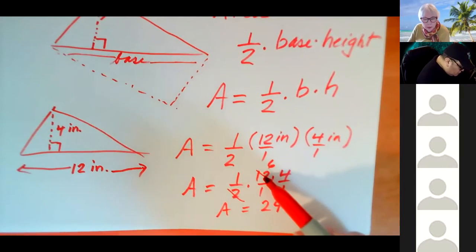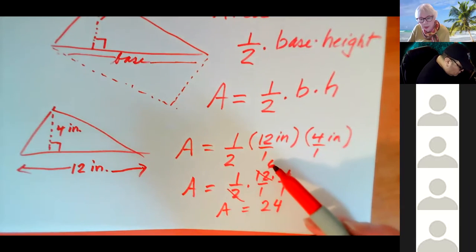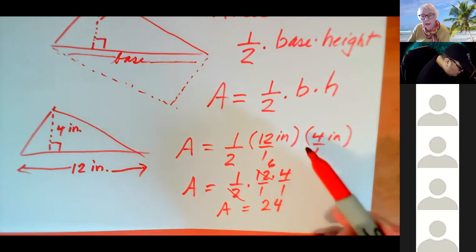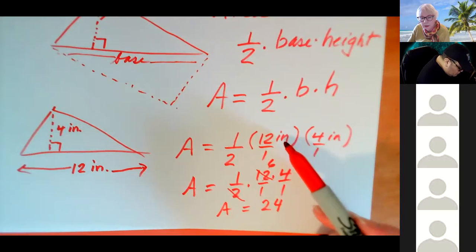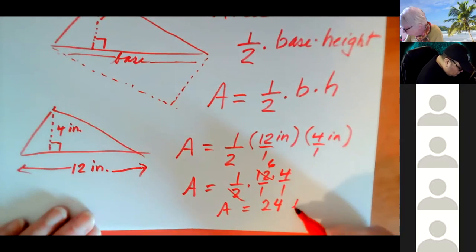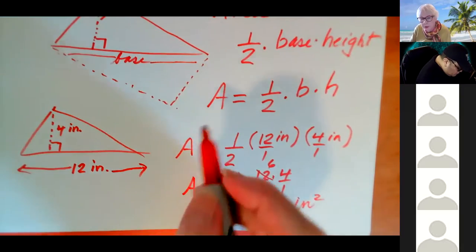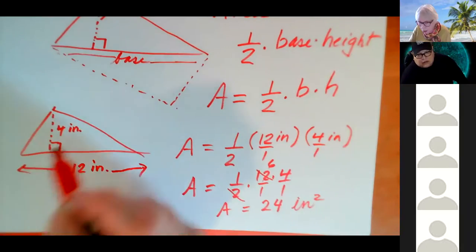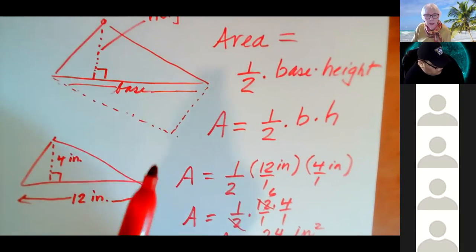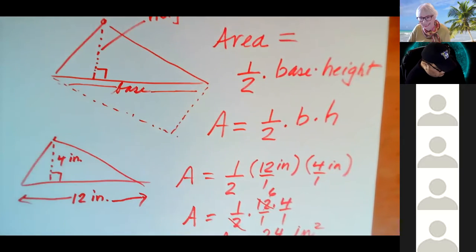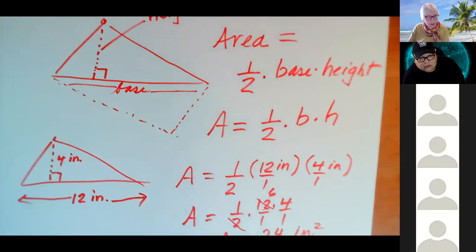So this is why we learned our fractions. 2 into 12 is 6. 6 times 4 is 24. Inches times inches is square inches. So notice the use of the half because it's a triangle. And if it's a triangle, it's only half. Is that working for you? Nice. Yeah, it definitely makes sense.